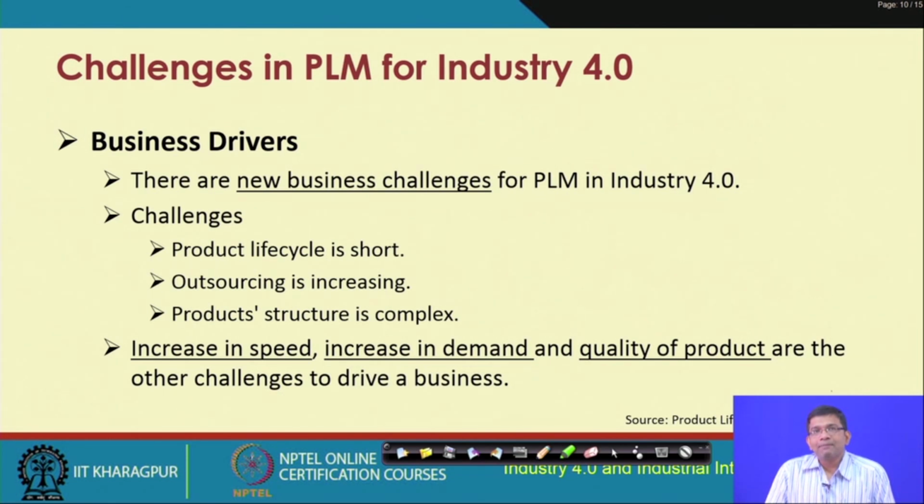Essentially, in IoT the product life cycle has shortened, and a lot of components are outsourced, and many of them are insourced from different companies and so on. So, this outsourcing and insourcing in the context of IoT and its use in Industry 4.0 has increased, and consequently the structure of the product has also become complex, because there are so many different complex components in these IoT products. These are some of the new business challenges for PLM in Industry 4.0 that will have to be kept in mind. Increase in speed, increase in demand and quality of product are other challenges to drive a particular business.